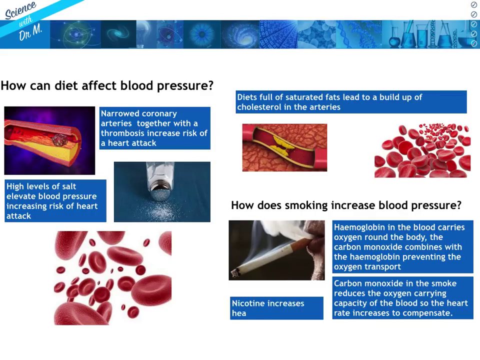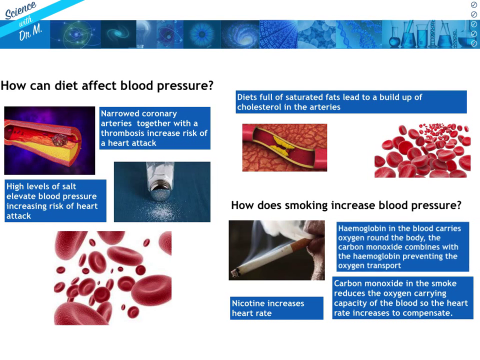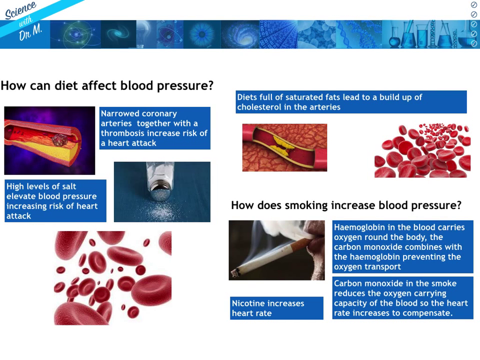And then finally, one last effect that happens is that nicotine increases your heart rate as well. Okay, so we've got several points. We've got our diets full of saturated fat lead to a build-up of cholesterol. We've got the narrowed arteries and thrombosis leading to a risk of heart attack. We've got our salt levels, that's also a problem. We've got the higher level response of the hemoglobin in the blood being affected by carbon monoxide, that's for smoking. And then the foundation response, which is that the blood cannot carry as much oxygen around the body. And then finally, of course, nicotine increases heart rate.